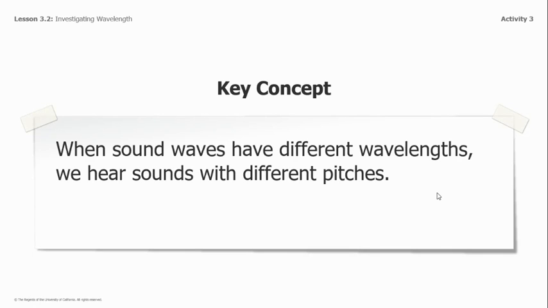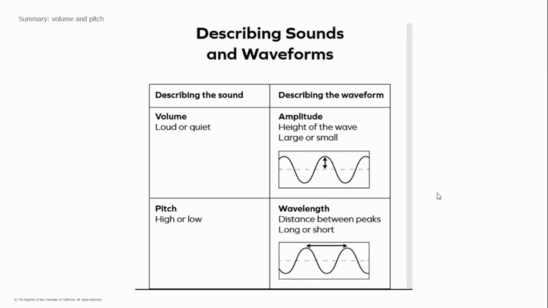So here's our takeaway. When sound waves have different wavelengths, we hear sounds with different pitches. I've got this neat anchor chart that was put together for you to help with the waveform between volume and pitch. So when we're describing sound with what we observe with our ears, what we hear, we're going to use the words volume and pitch. So when we refer to volume, we're talking about loud or quiet. When we look at pitch, we're going to describe that as high or low, is what you hear.